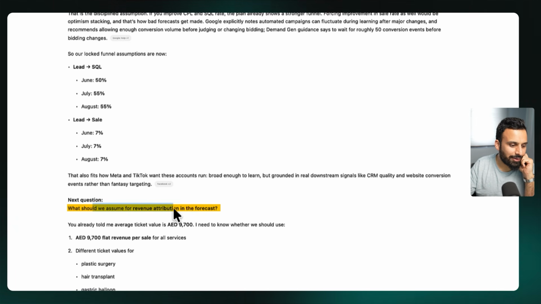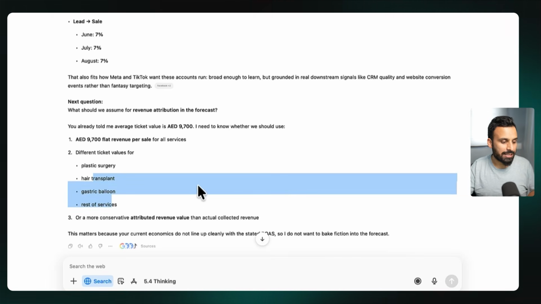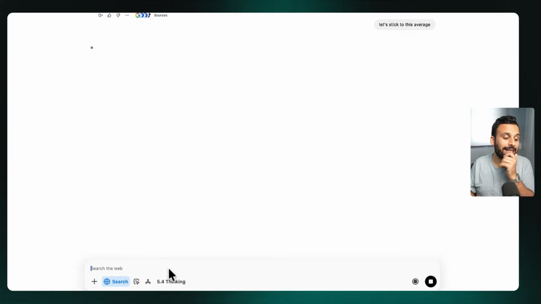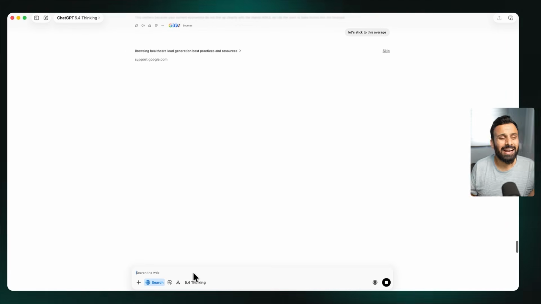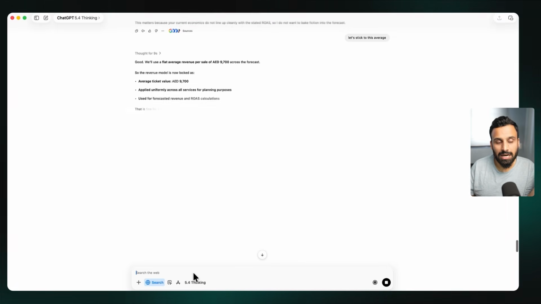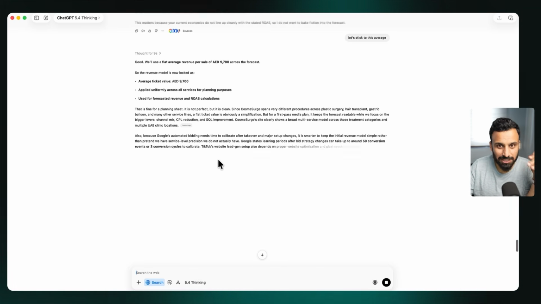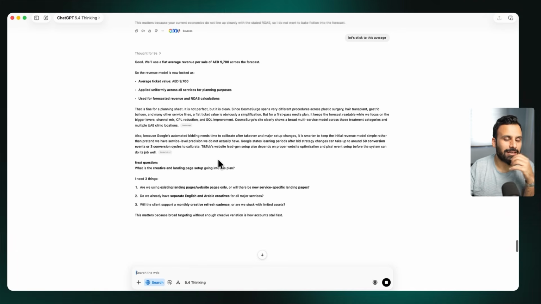What should we assume for revenue attribution in the forecast? You already told me average ticket value is 9.7. I need to know whether we should use 9.7 for all services, or a different ticket value for plastic surgery, hair transplant, gastric balloon, and the rest of the services. Let's stick to this average. Now, if you want a more detailed plan, you could say, no, for each service, this is the ticket value, this is how you should calculate, and it'll take maybe 30 more seconds. But in our case, I don't want to complicate it that much. I'm just saying, let's stick to the 9,700 average. And because we already have budgets allocated to the top 3 hero services, and they're high ticket as well, it doesn't really matter here.